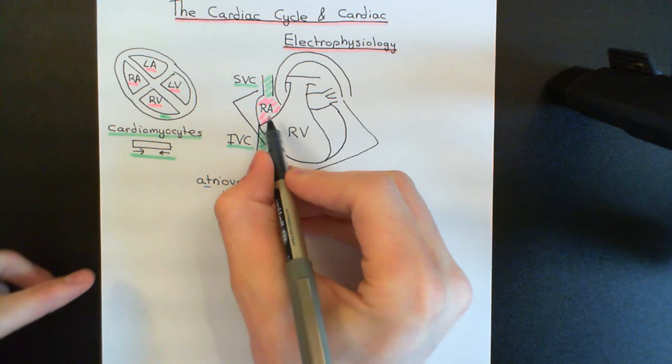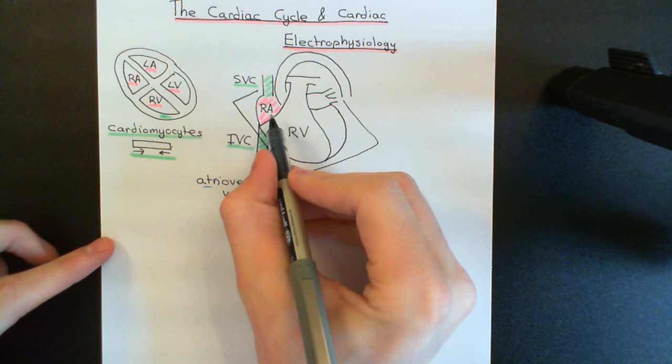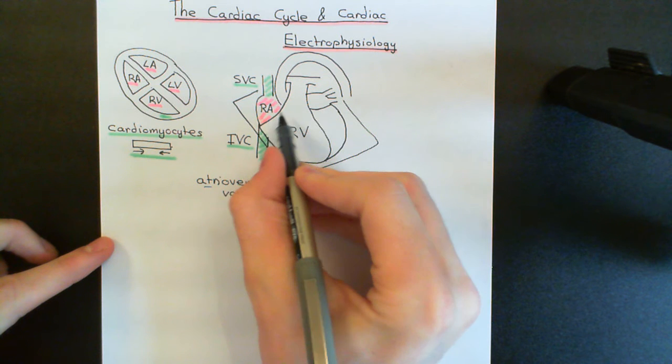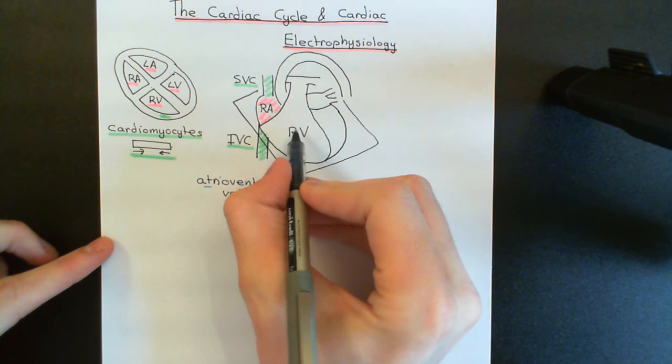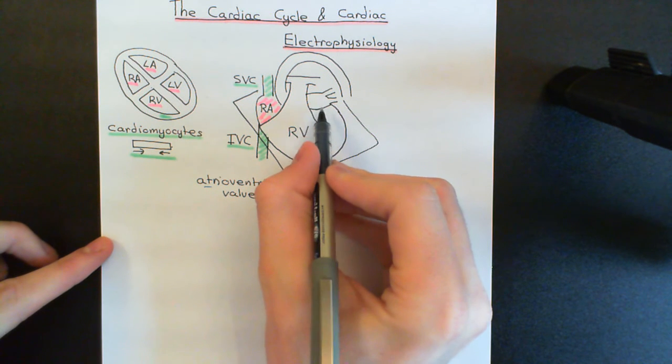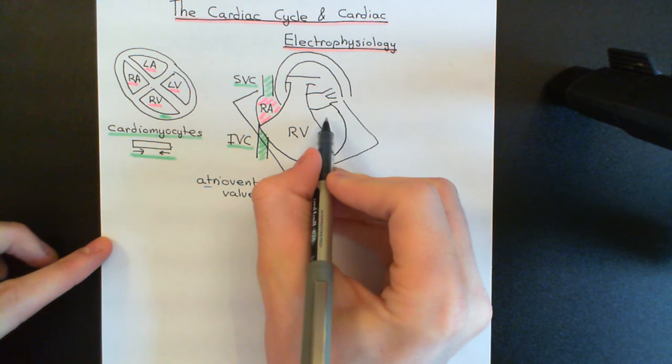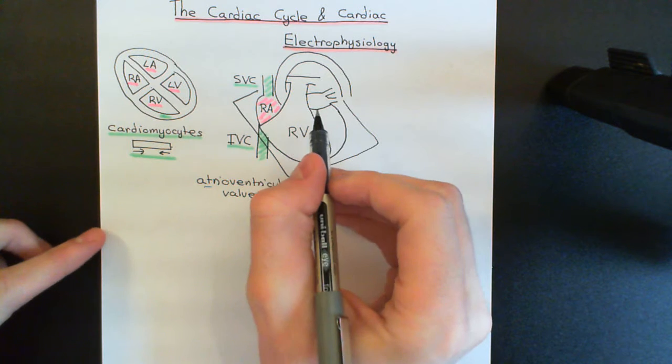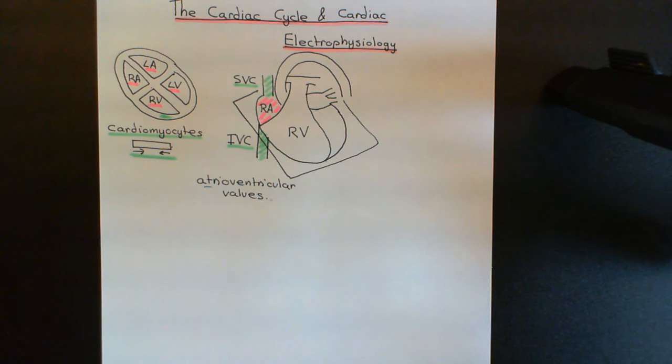Now, there's going to be an atrioventricular valve on both sides. There will be the right atrioventricular valve between the right atrium and the right ventricle, and the left atrioventricular valve in between the left atrium and the left ventricle. Now, they have a different number of cusps. Okay, now what does that mean?